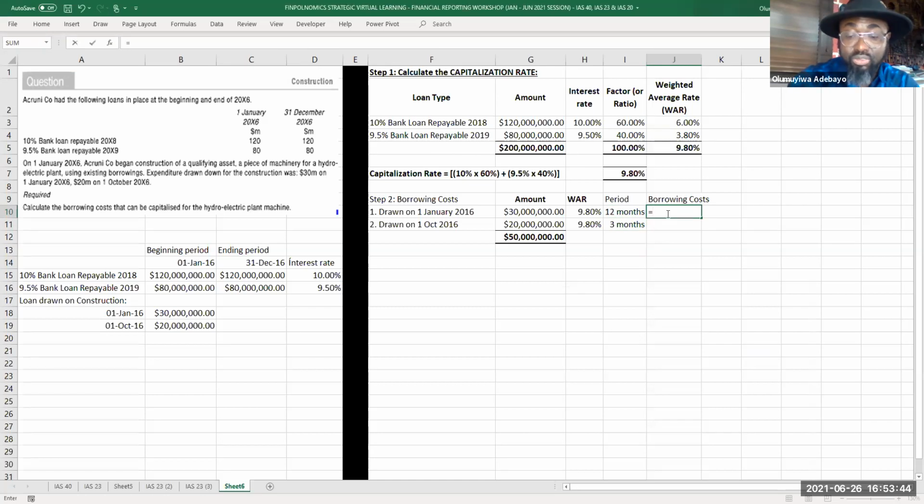Therefore, what is my interest? Borrowing cost now is this percent multiplied by the amount multiplied by the period. Actual period over 12-month calendar period.